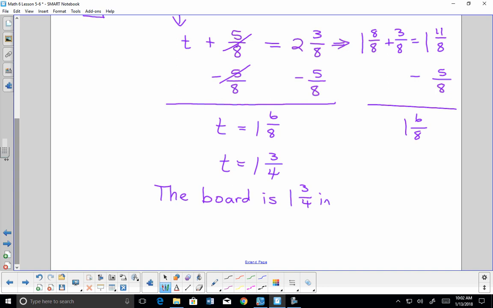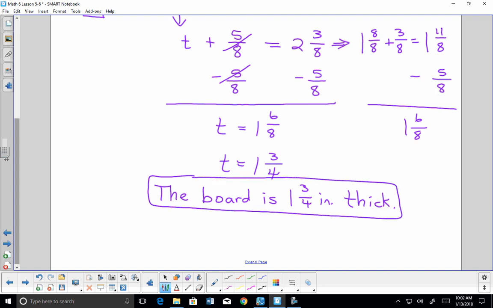So there you have it. The most important part with writing equations is making sure you write them in the order in which the problem is asking. And this is solving equations with fractions.